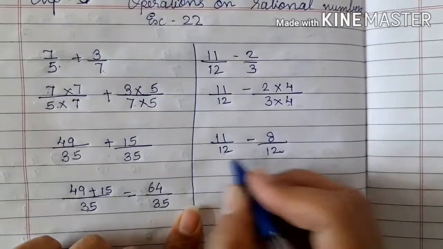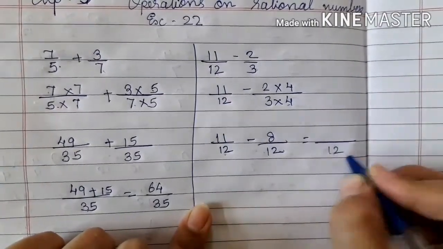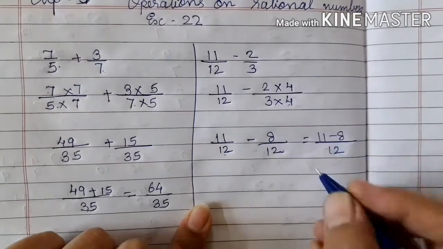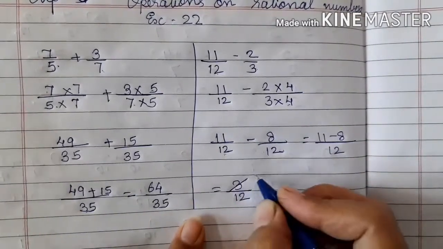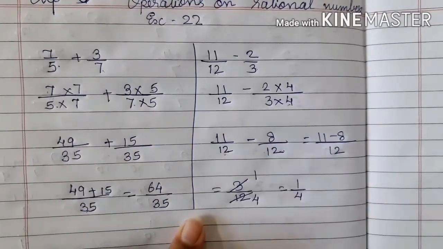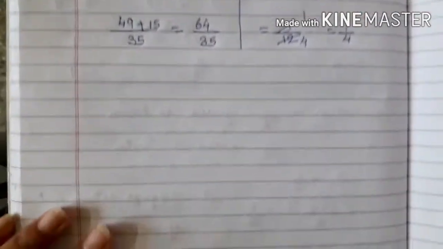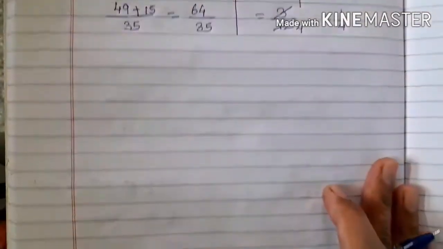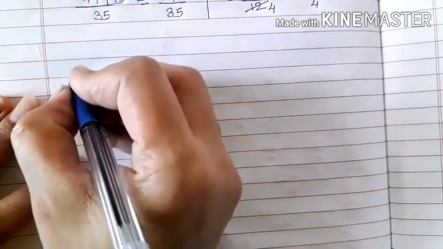When we get 12 as one equal denominator, we can take it once. 11 minus 8, that is 3 upon 12. When we reduce it, 3 ones are 3, 3 fours are 12, that is 1 upon 4. So one sum of addition, one sum of subtraction, and one sum we will take for multiplication and division also, so that the revision is done. Everything will be revised.